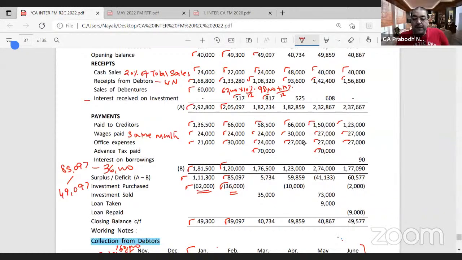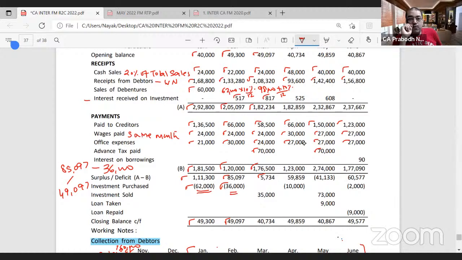Okay. After I do that, I'll calculate the total of all the receipts. 182,234 minus from that 176,500. I'll get a balance of 5,734. Now what do I find? It has gone below 40,000. So I have to maintain it at 40,000. Okay. So I have to borrow.